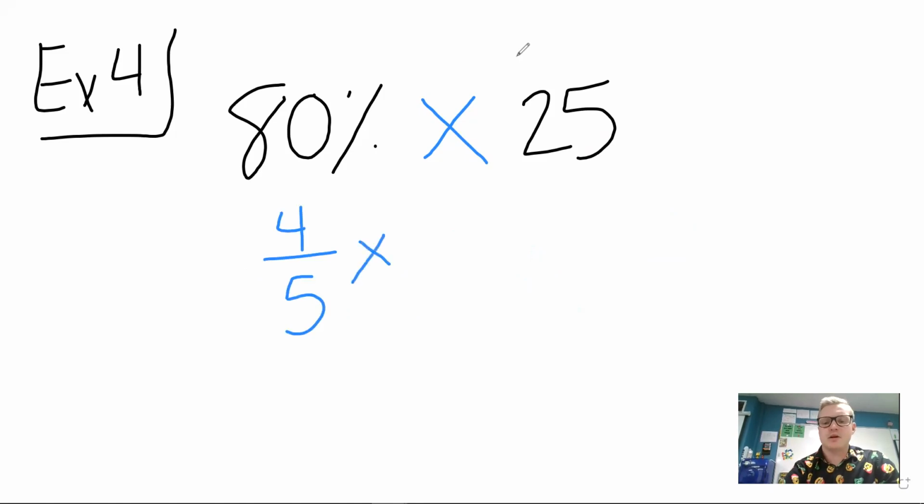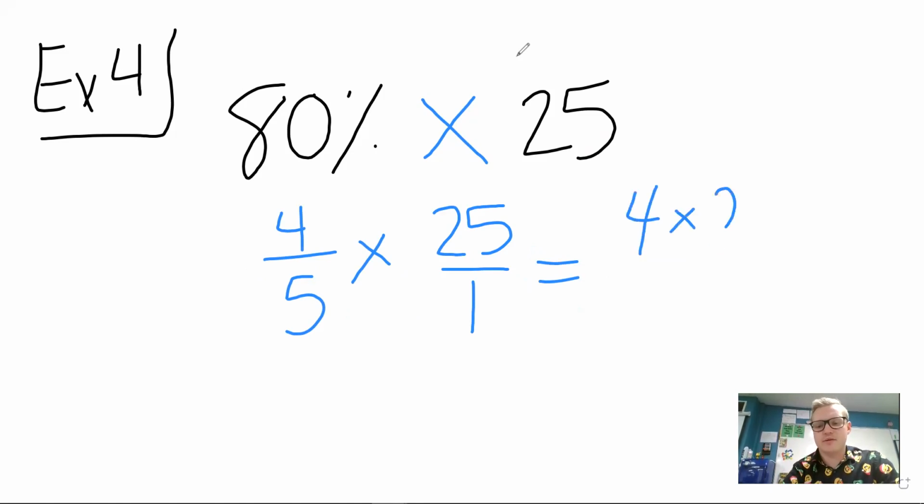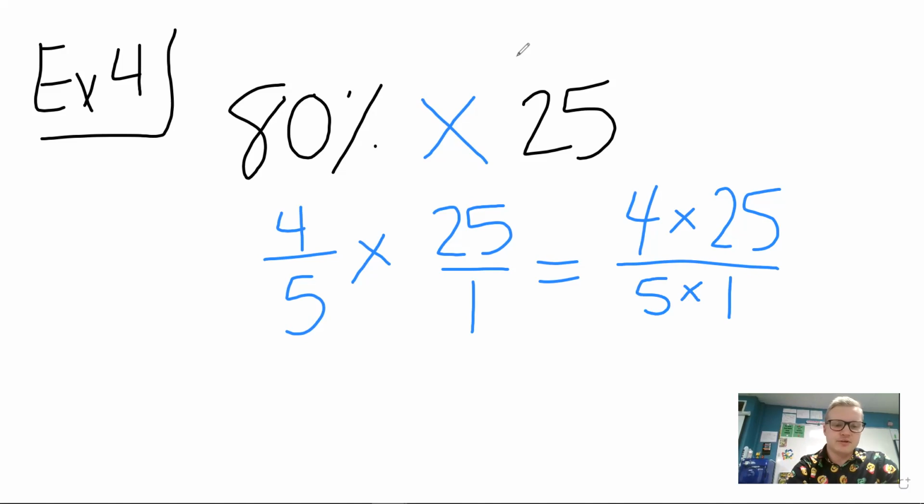4/5 times 25. Now I'm going to write 25 as a fraction. And by doing that, I'm just going to write 25 over 1. Now, the last time I went and did this, I took my top two numbers, multiplied them together, 25 times 4 and 5 times 1. 25 times 4, I'm going to do that off to the side here. Or I could use, no, I guess I can't use my multiplication table. It doesn't go up that high.